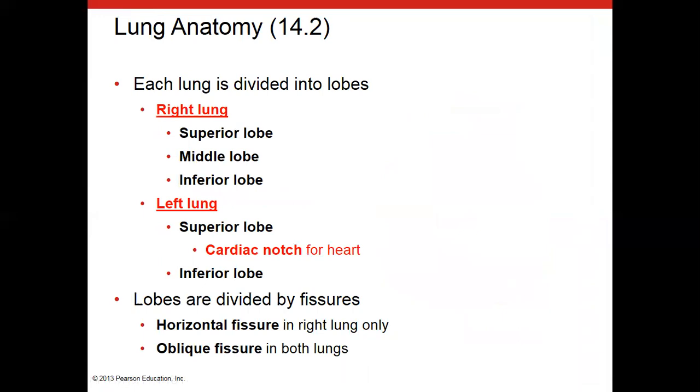As we head into the lungs, each of the two lungs is divided into lobes. The right lung has 3 lobes, a superior, middle, and inferior lobe. And the left lung has 2, a superior lobe and an inferior lobe. The left lung only has 2 lobes because the heart sits in the left side of the thoracic cavity, and there has to be space for it. So the left lung has what's called a cardiac notch to make space for the heart. And the lobes are divided by fissures.